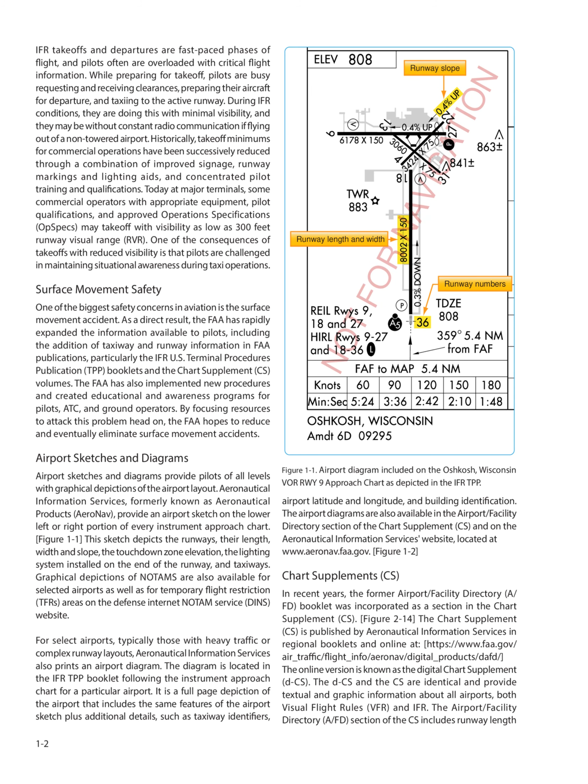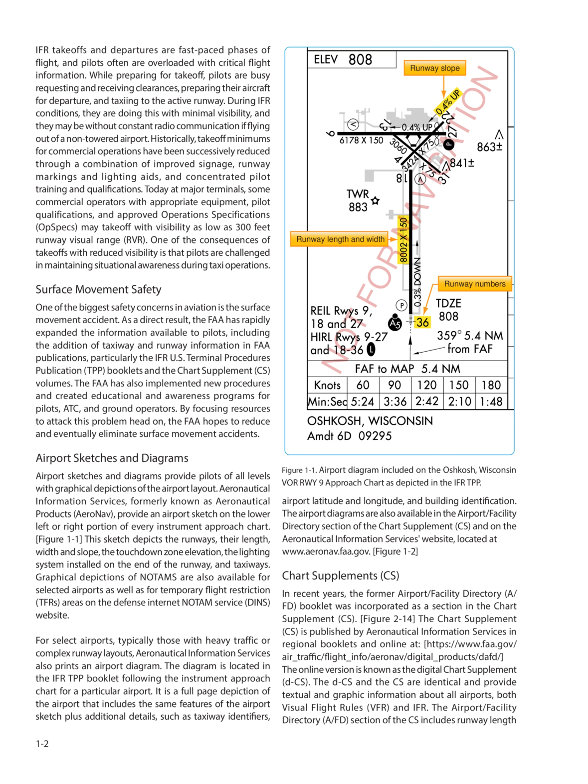For select airports, typically those with heavy traffic or complex runway layouts, Aeronautical Information Services also prints an airport diagram. The diagram is located in the IFR TPP booklet following the instrument approach chart for a particular airport. It is a full-page depiction of the airport that includes the same features of the airport sketch plus additional details, such as taxiway identifiers, airport latitude and longitude, and building identification.